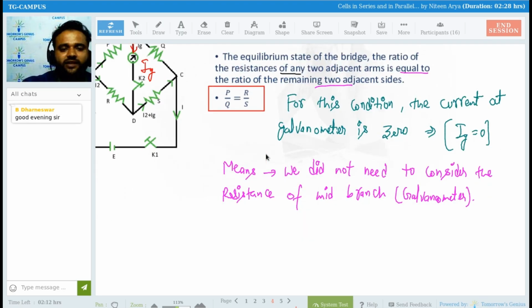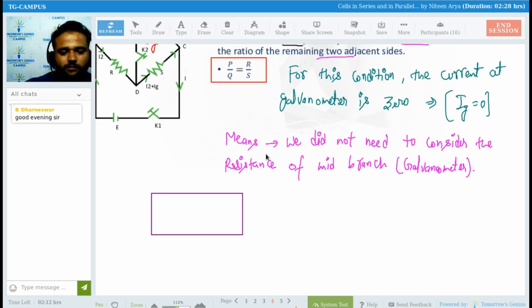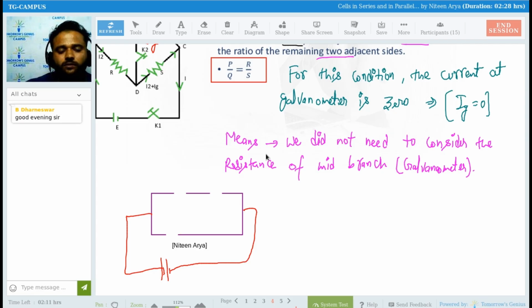Okay, for example, a simple thing you can understand from this. Suppose this is your circuit, because that is the main thing we need to find here. Just give me a minute. Yeah, suppose this is one resistance, this is another resistance, this is another, this is another, and this is this.